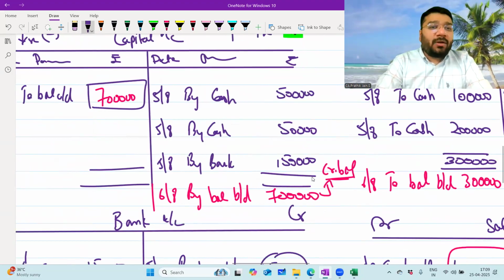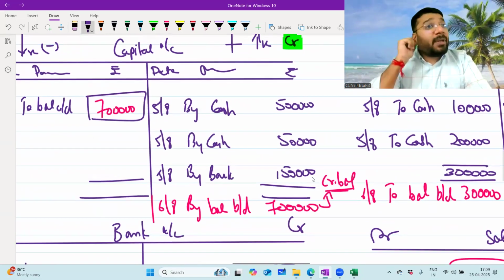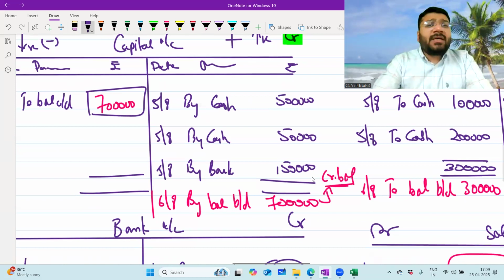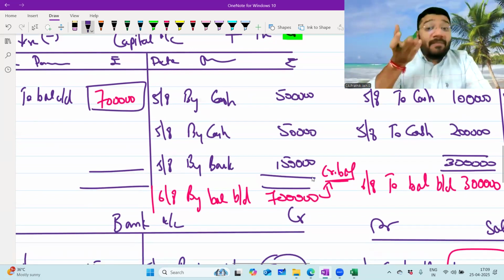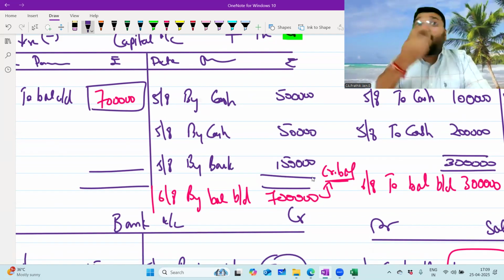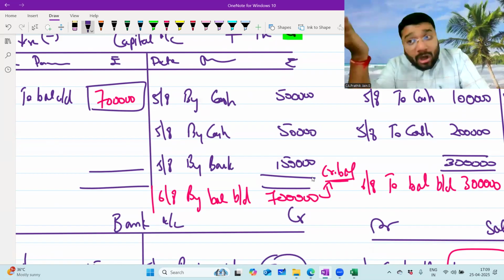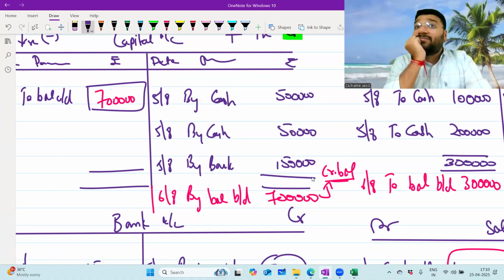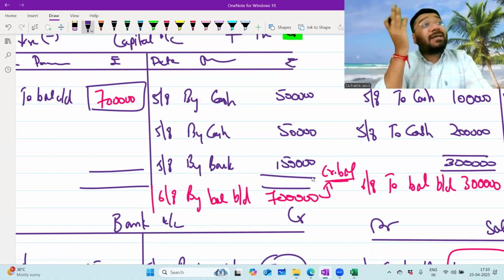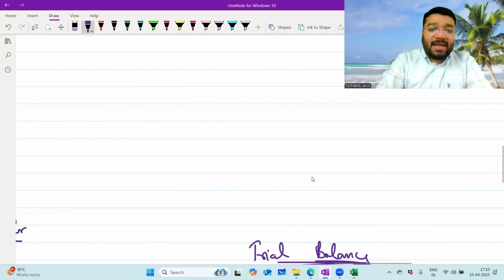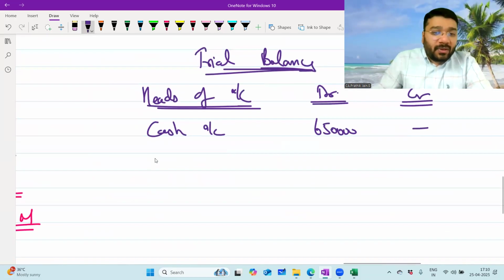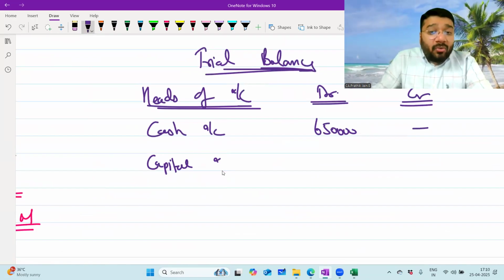Cash account done, people. Next is what? Capital account. Should I record this in the trial balance? Yes or no? Why should I record? Sir, this ledger is having a balance, sir. Which balance? Balance brought down. Which side? Credit side. Since this is a credit balance item, this will travel to the debit column of the trial balance? False. It goes to the credit column. What amount? 7 lakh. Capital account, 7 lakh rupees on the credit column.